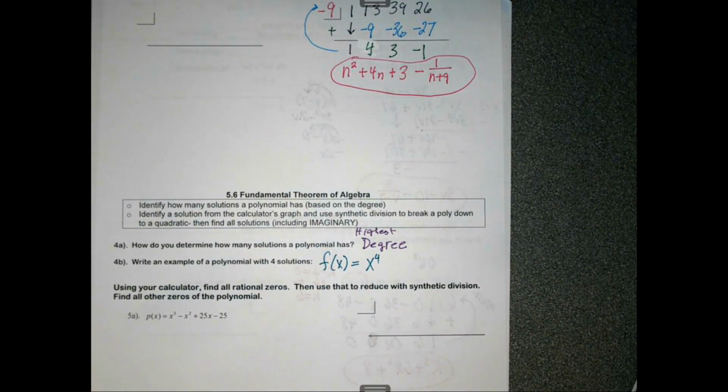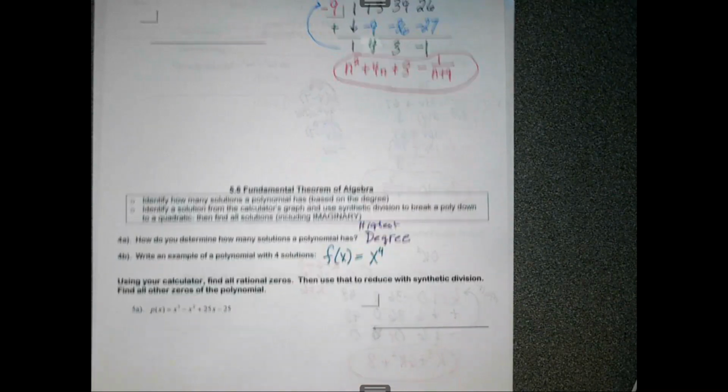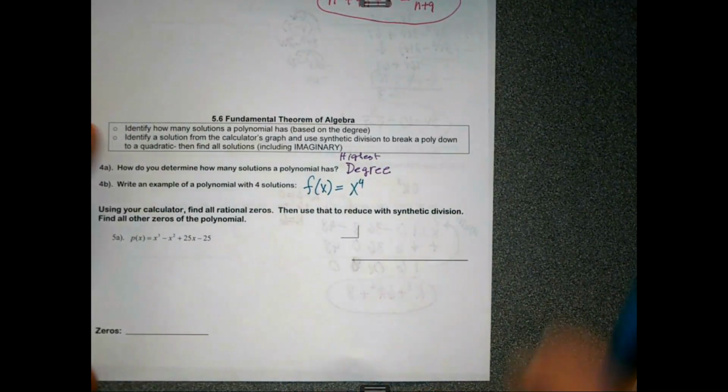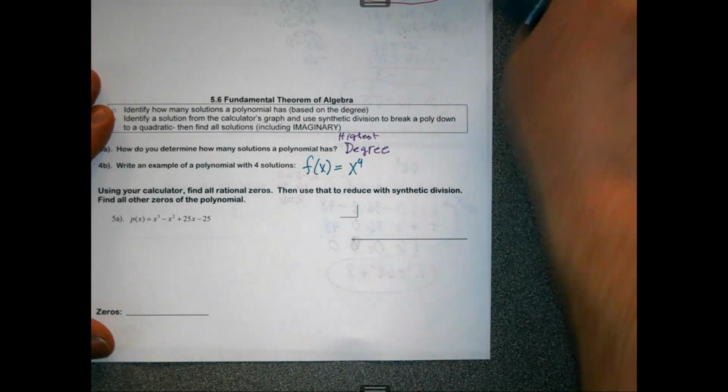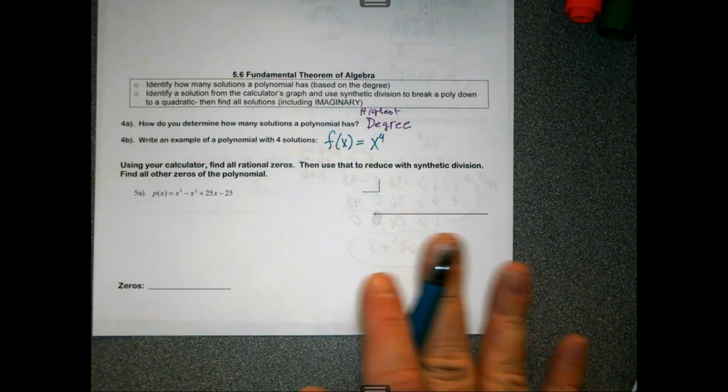Use your calculator. Find all rational zeros. So all of those zeros that cross the x-axis, right? The x-intercepts. Then use that to reduce with synthetic division. Find all other zeros of the polynomial. You ready for this? Like I said, this is fun. Not as fun as analyzing graphs.